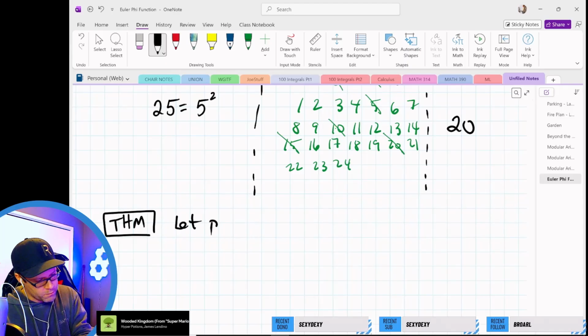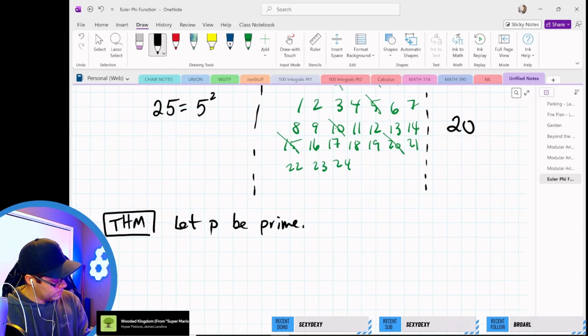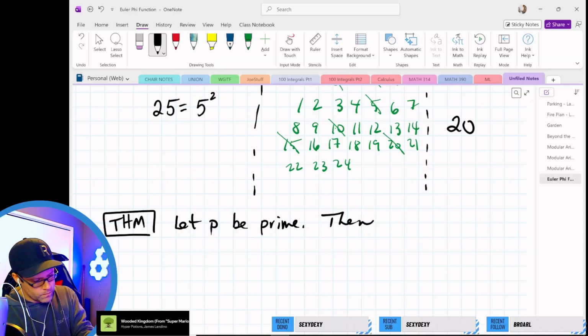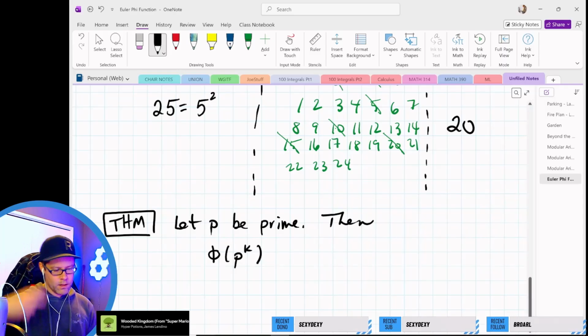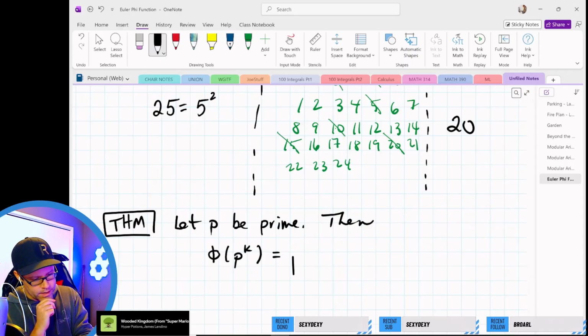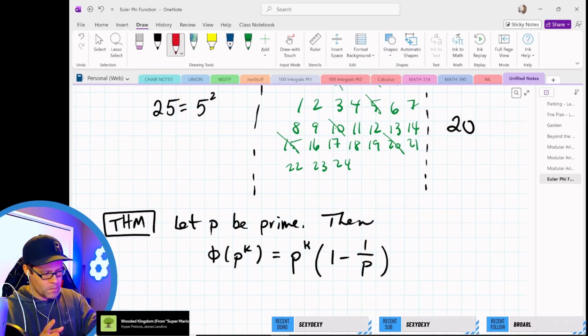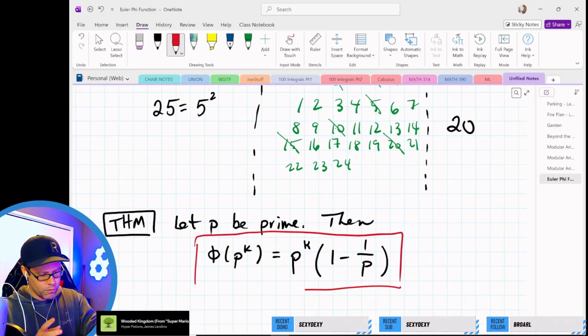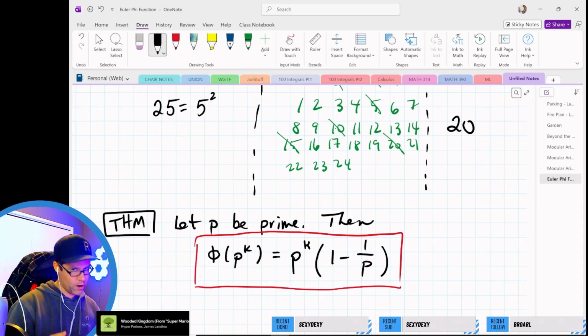So let's say we have p as a prime number. Then, if I want to find the Euler Phi, and I know that the number that I'm inputting into this function is p to the power of k, then what I get is this. I get p to the k times 1 minus 1 over p. So this is the formula. So let's go ahead and try to prove why this formula works.